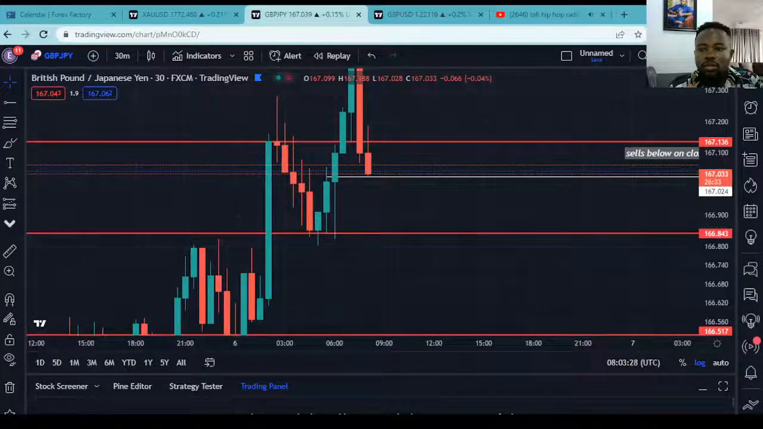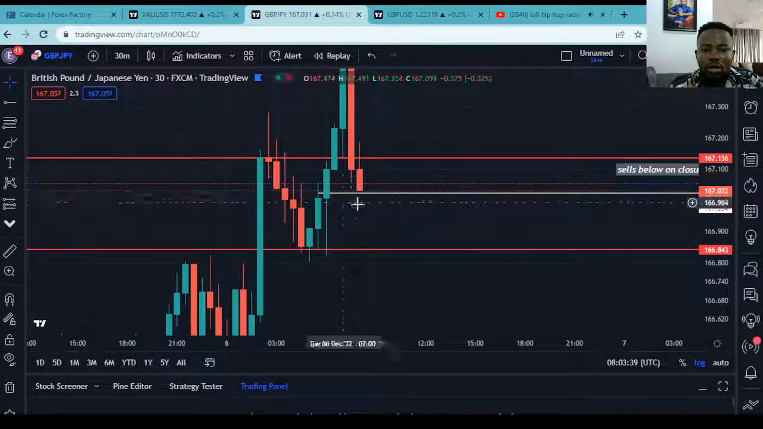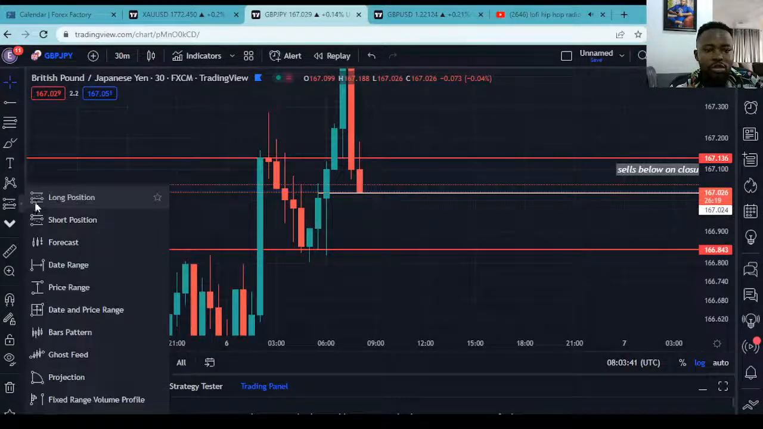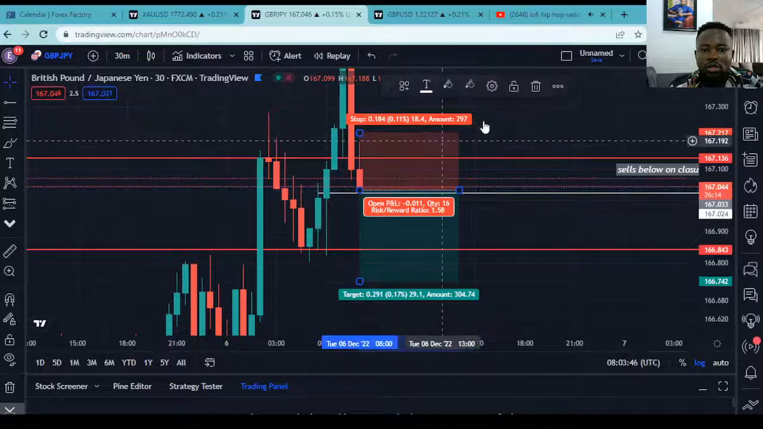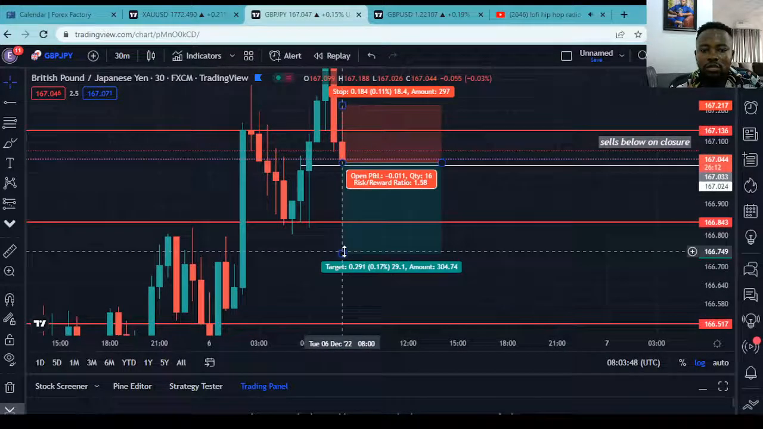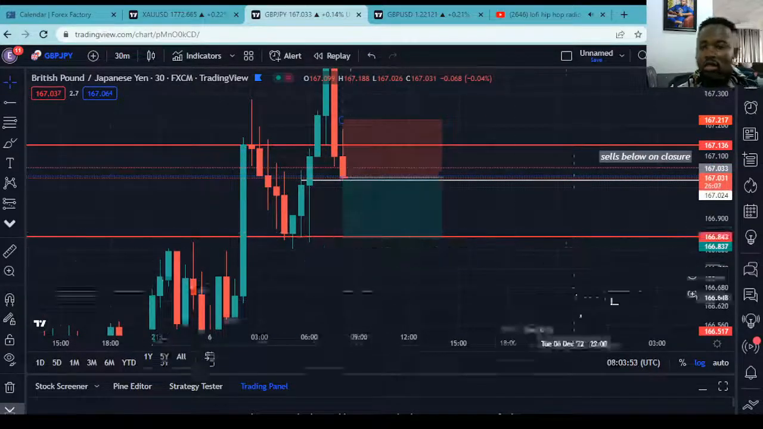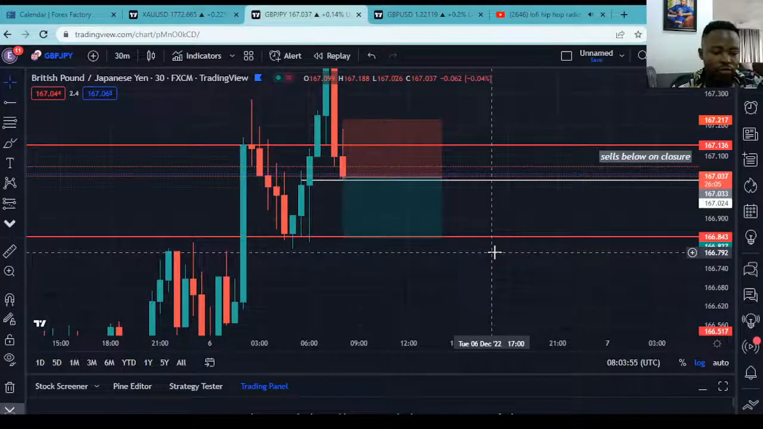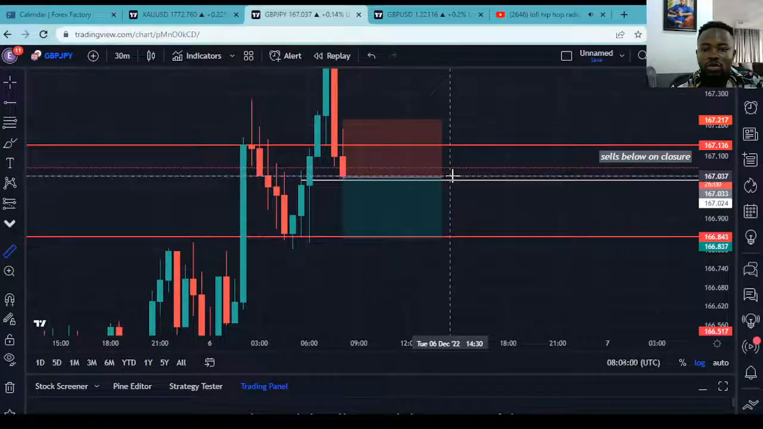So right now, I entered my sell. I entered my sell right here. I have a sell position running at this point, and my stop loss is kept above here. My first target on these sells is in this area here. So if we move 10 pips on this trade, I'll move my stop loss to break even.